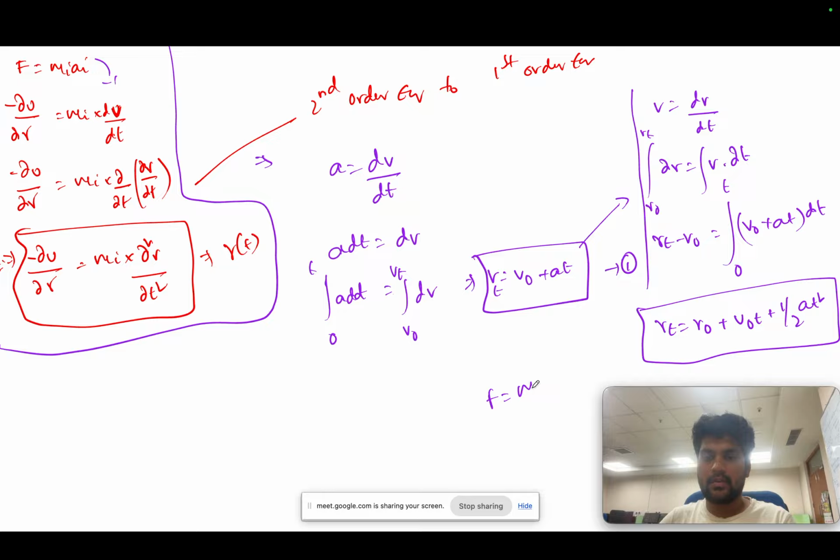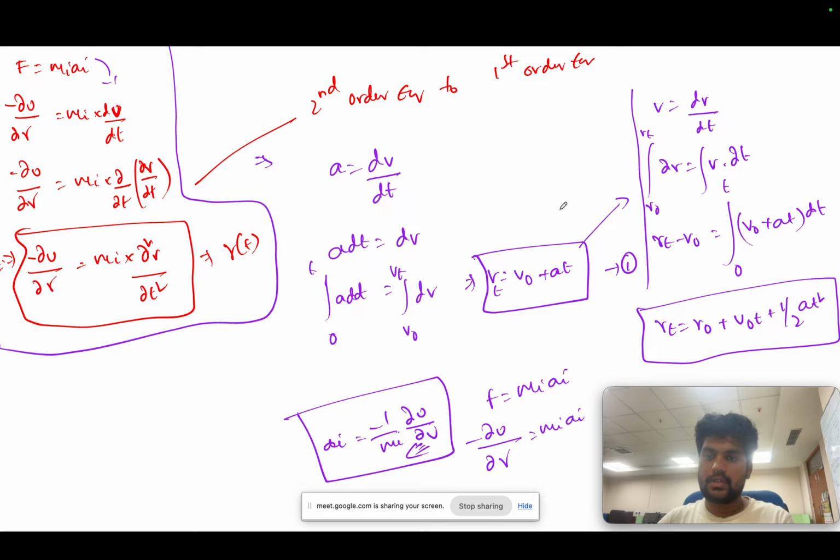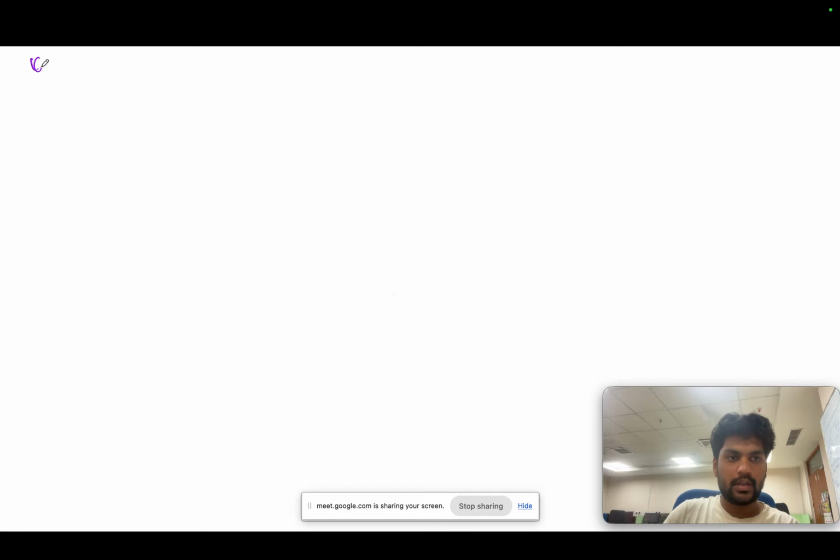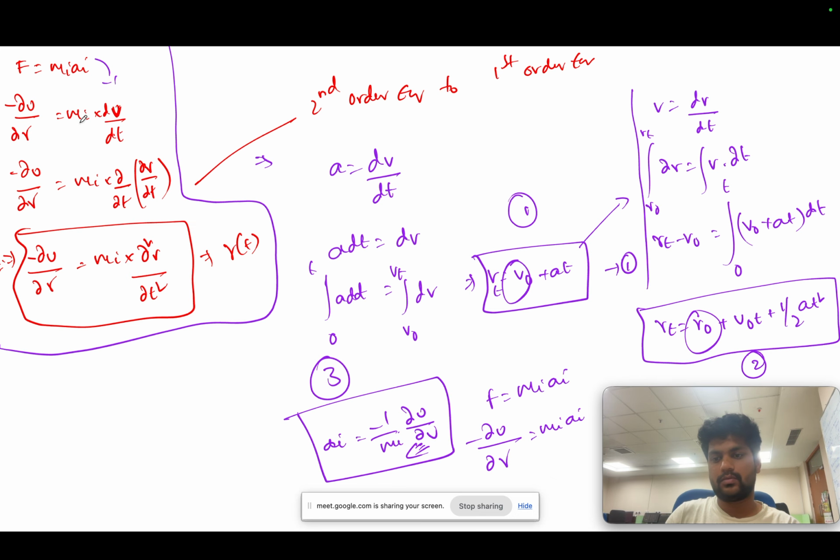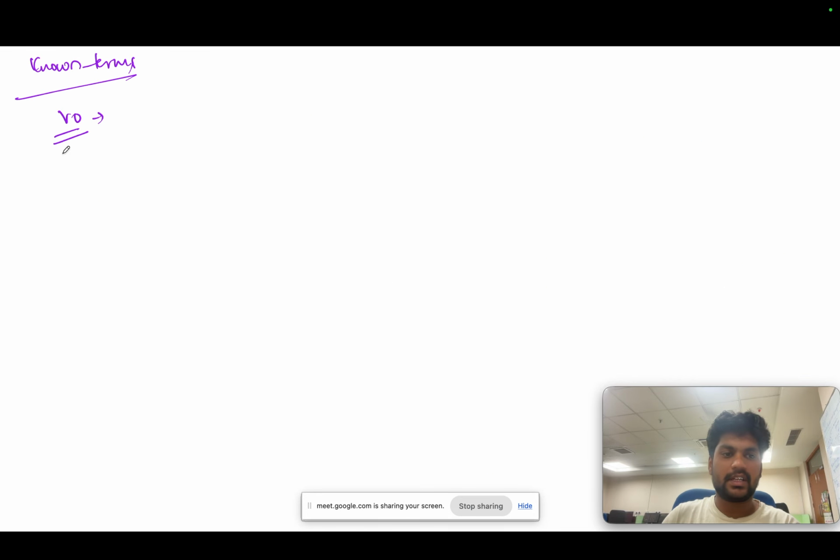So then we know that f equal to miai. Remember these three equations: the first equation, the second equation, and the third equation. We need to connect these three equations. So now we have the basic equations. Suppose I have the initial coordinates and the initial velocity, the known terms here are only RT. We don't know what the acceleration is.